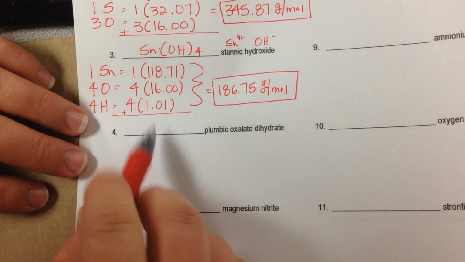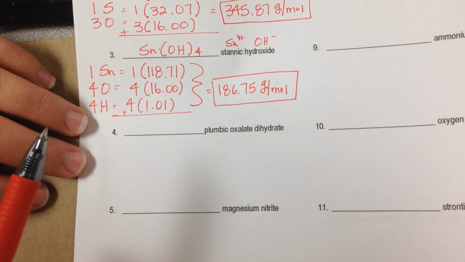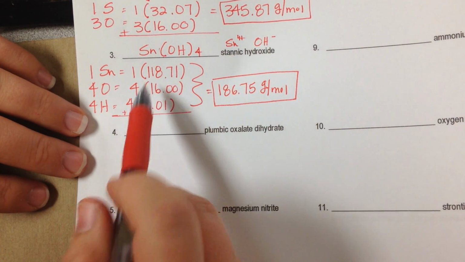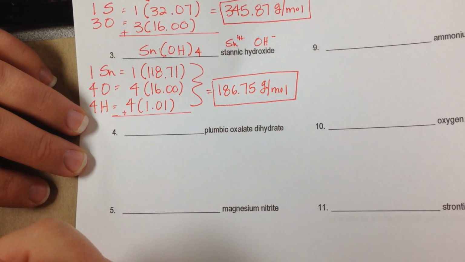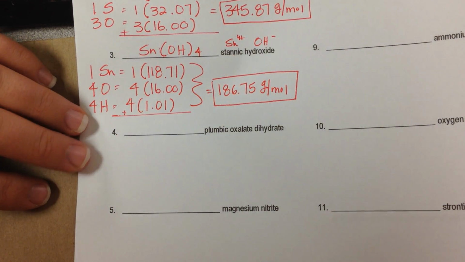I'm going to do number 4, and then what I'll do for the rest of these is just go through and write the formulas. The process of adding up the masses is going to be the same, and then you can compare your key to the key that's provided on your paper.